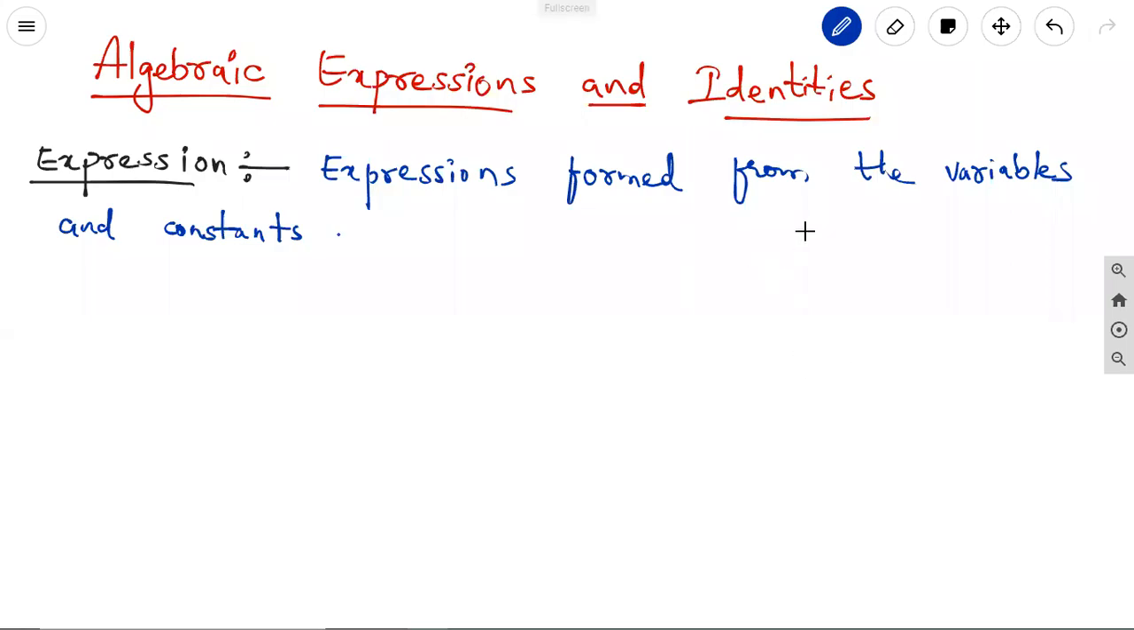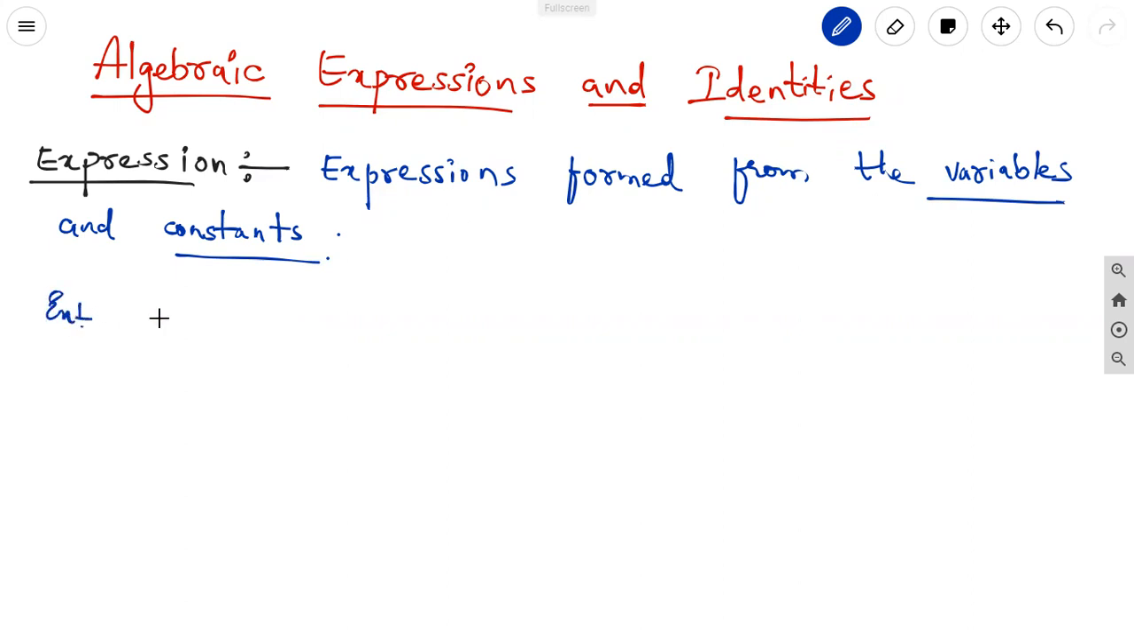The chapter is algebraic expressions and identities. First of all, what is the definition of the expression? The expression is formed from variables and constants. An expression can involve one or more variables. For example, we can take x plus 5, y plus 2, and z minus 3. These are expressions in one variable.